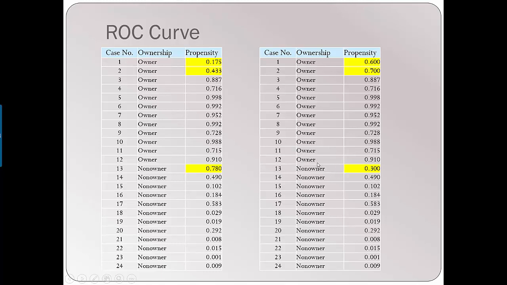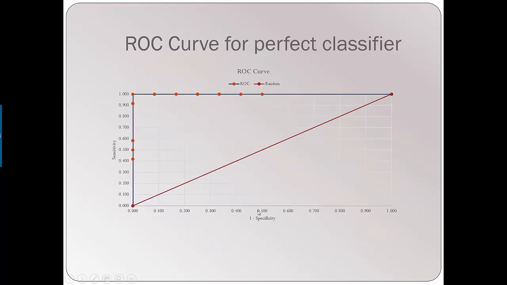Then you see that there is a cutoff probability that clearly identifies all the owners as owners and all the non-owners as non-owners. That is, this classifier is perfect. There is a tuning value, a cutoff probability, somewhere here. 0.6 would do it, I guess. Even 0.5 will do it. If you have 0.5 as the cutoff point, then all of these will be classified as owner, and they are actually owners, and all of these will be classified as non-owner. So if this is the propensity, and if you draw the ROC curve for this data, then this is what the ROC curve will look like.